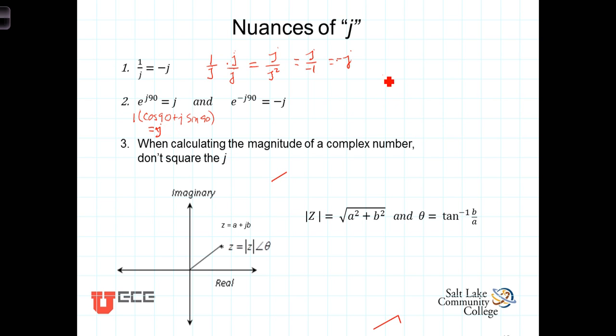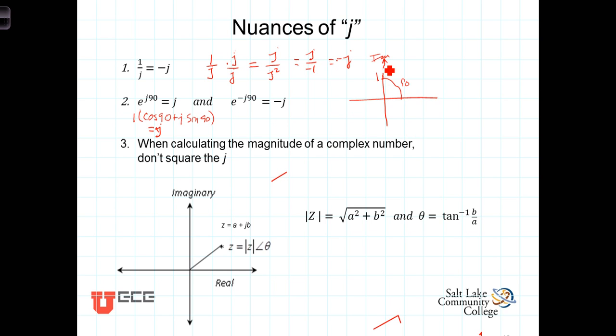Let's look at it in the complex plane. If we have a complex number, e to the j90, again it is something that has a magnitude of 1 and an angle of 90 degrees. So magnitude of 1, we're coming up here along the j-axis, the imaginary axis. We come up a distance of 1, angle 90. Well, that is simply 1j.